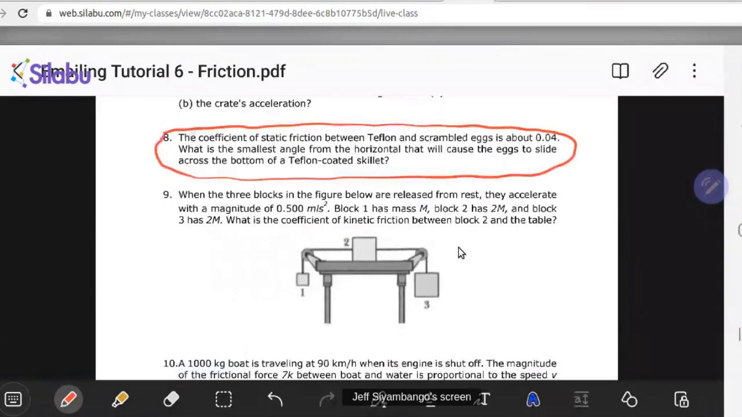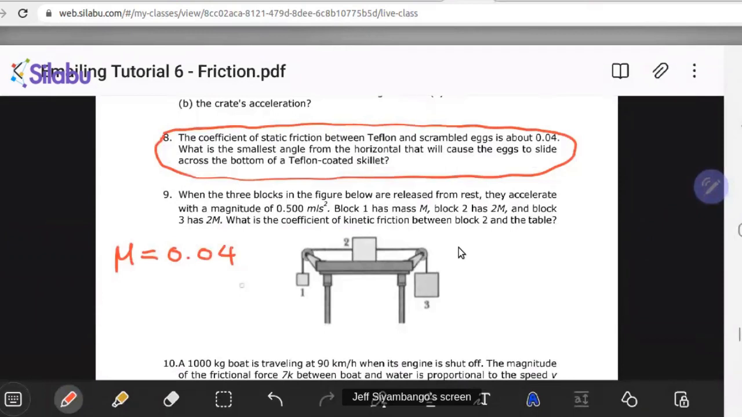In question 8, they're saying the coefficient of static friction between whatever this is and the scrambled eggs is 0.04. What is the smallest angle from the horizontal that will cause the eggs to slide across the bottom of this coated skillet? So I'll just give you guys the skeleton of how you approach it. All you have to do here is create a free body diagram again. Just place an egg on the table.